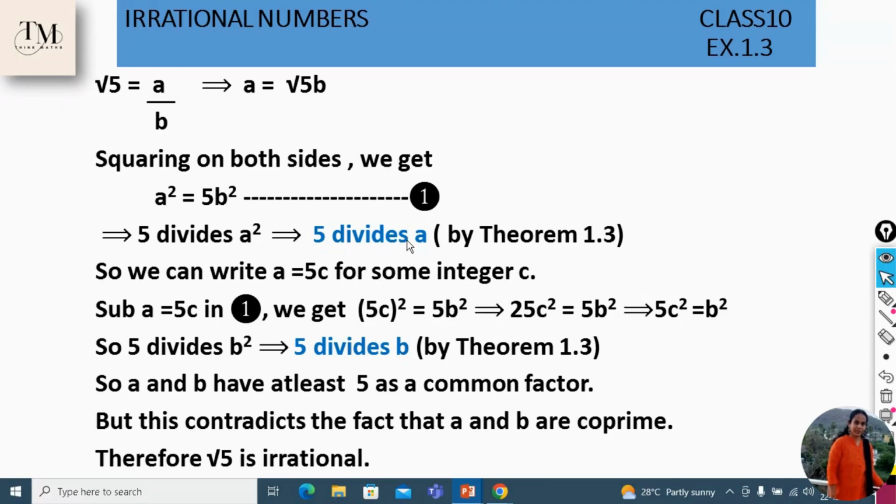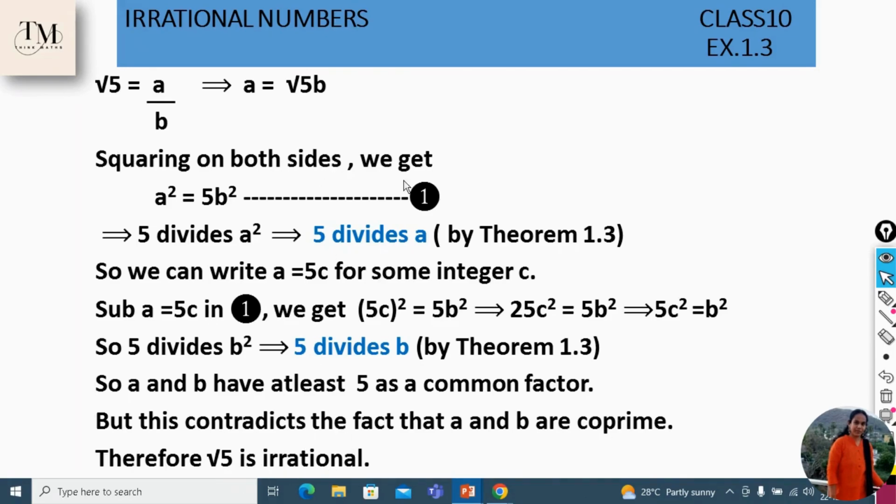So we got 5 divides a and 5 divides b. This means 5 is the common factor for a and b. So this is a contradiction, as we already said that a and b are co-prime. This contradiction came as we assumed that root 5 is rational. So our assumption is wrong. So root 5 is an irrational number.